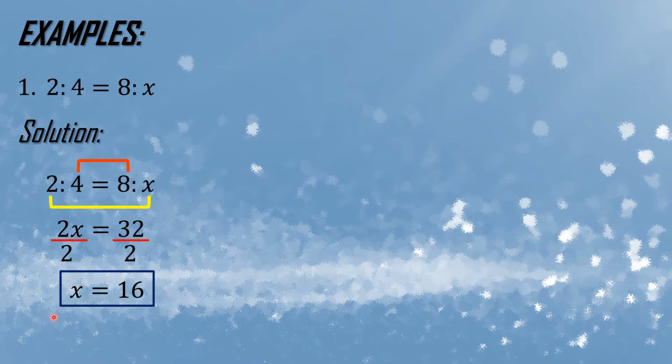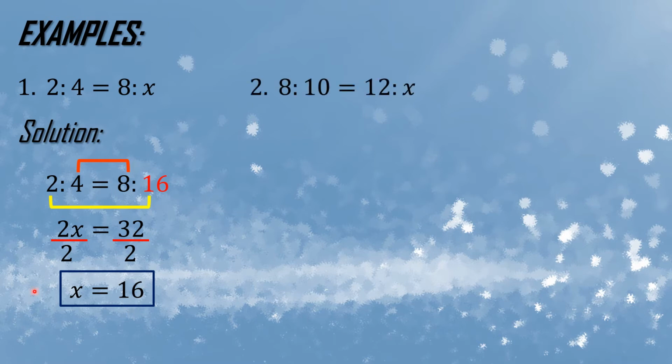So yung nakuha nating value ng x, ipalit natin yun dito sa x na nasa given proportion natin. So alisin natin yung given. Palitan natin ito ng nakuha nating value ng x, which is 16. So tingnan natin kung equal nga ba ang means at ang extremes. 4 times 8 is 32, and 2 times 16 is also 32. Therefore, tama yung nakuha natin sagot, which is 16.